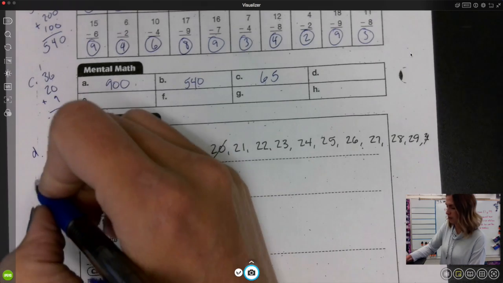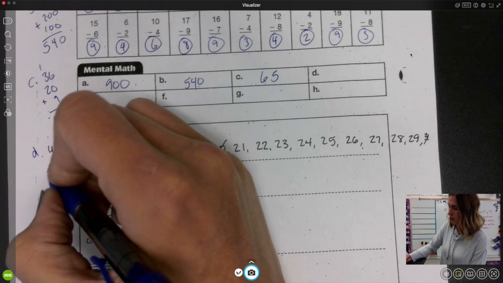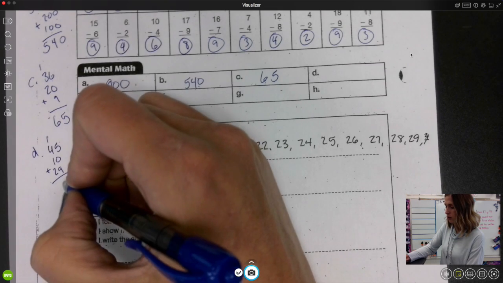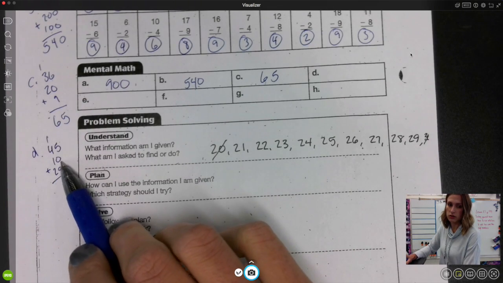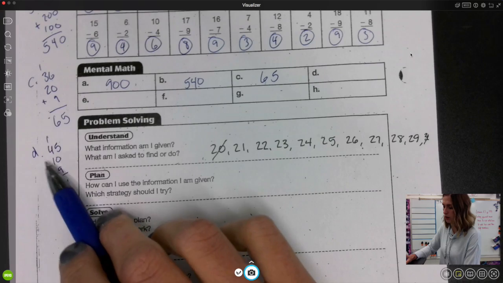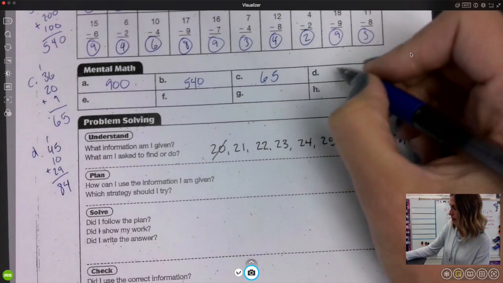9 plus 5 is 14. 1 goes up, 4 comes down. 1 plus 1 is 2, plus 2 more is 4, plus 4 more is 8. So you get 84.